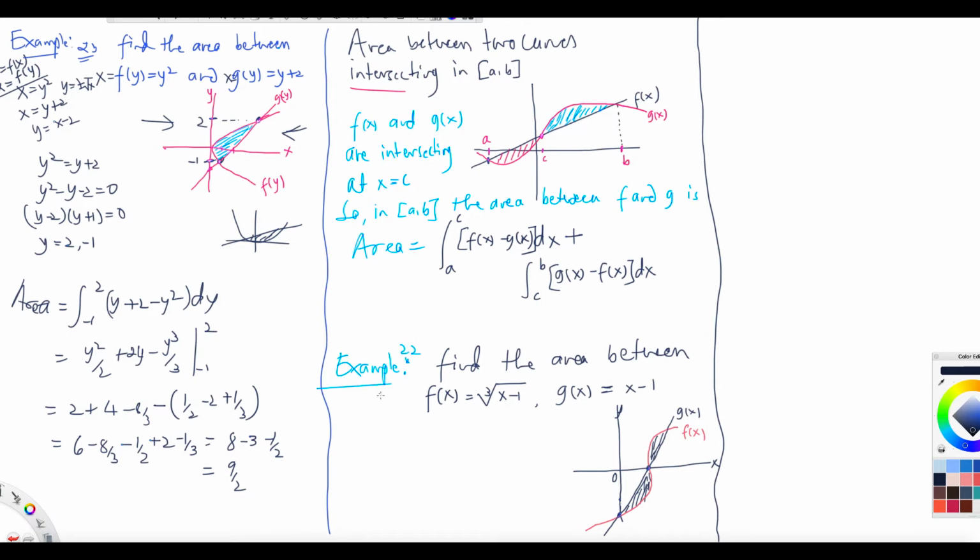Okay guys, let us do this example, which is question number 22 from the book. Find the area between f(x) equals the cube root of x minus 1 and g(x) equals x minus 1. If you draw the graph, this is what you get. First of all we need to know where they intersect. We need to find out this point, that point, and that point. How? Because at these 3 points, the curves f(x) and g(x) are equal, right?